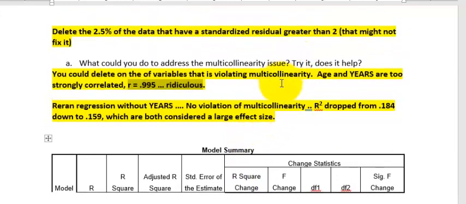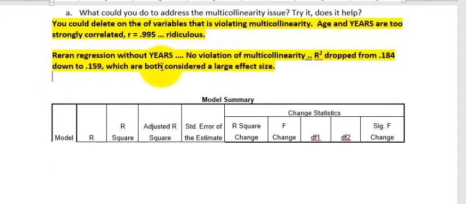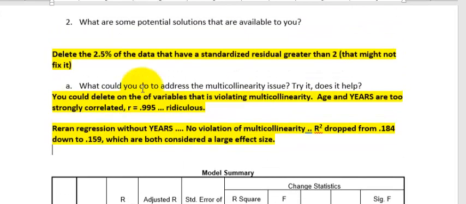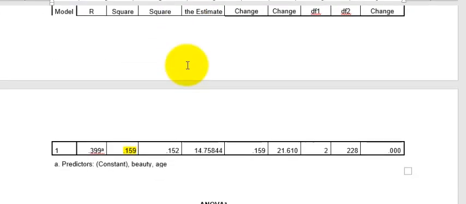And what you're supposed to do when you have one of those is drop one. So what I did was I reran the regression after dropping the variable of years. I just kicked years out, and the R squared went down from 0.184 to about 0.159, which is 0.025. That's hardly anything at all. Again, when you have multicollinearity, you're supposed to drop one of your variables, usually the weaker of the two. And that's what I did.